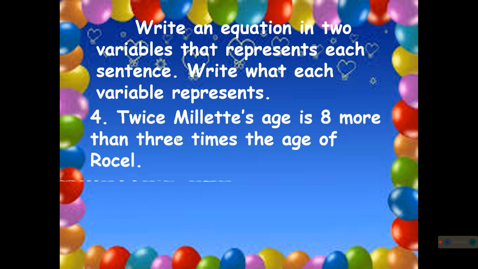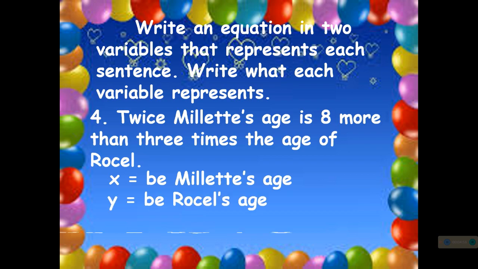Number 4. We have twice Millet's age is 8 more than 3 times the age of Roselle. Okay? So let's have first our representation. We have X will be Millet's age and Y will be Roselle's age. Okay, so analyze again the statement. Twice Millet's age, so we have 2x, correct, equals 8 more than 3 times the age of Roselle, so we have here 3y, and then plus 8. So therefore, our equation will be 2x equals 3y plus 8.